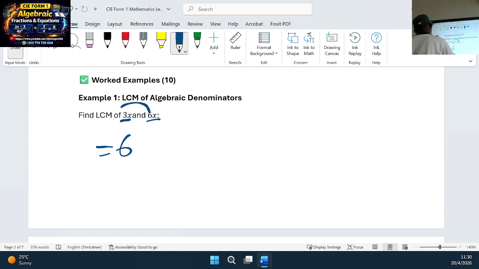For the variables, we look at the degree. The degree here is 1 and 1. Our interest is to take the variable which is common, then we take the smallest degree. Because they are equal, 1 and 1, the LCM is going to be 6x.